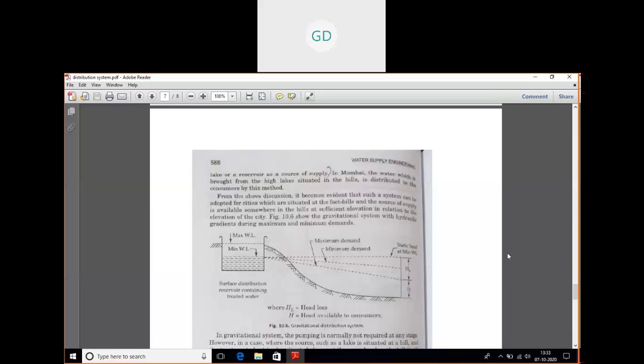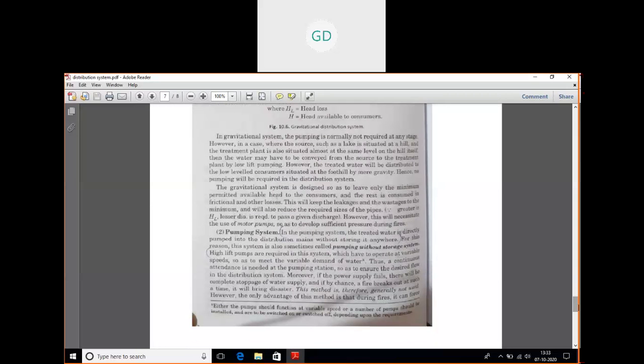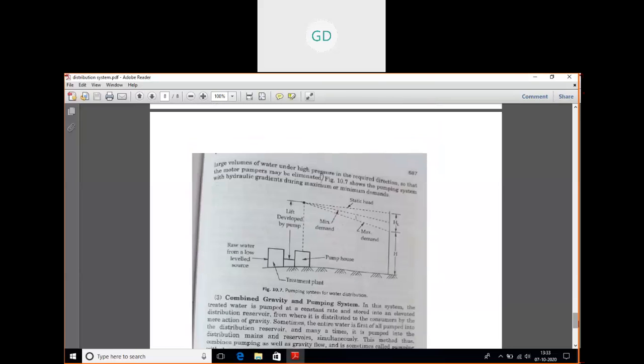Okay, so the next one is your pumping system. So what is a pumping system? Pumping is just the reverse of your gravitational system. You can see in this diagram that the treatment plant is at a low lying area, and the consumers are staying at a higher elevation. Obviously, if the treatment plant is at a low level, it needs help so that the water can be supplied to the consumers.